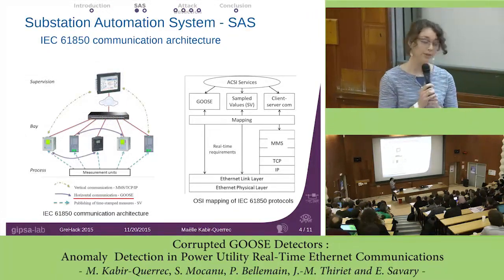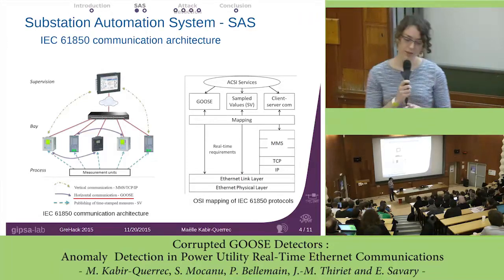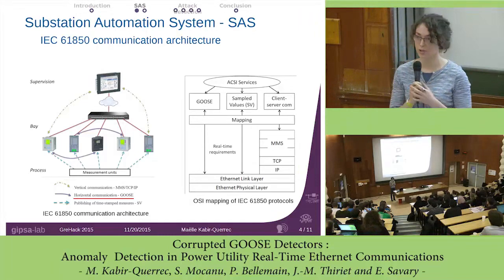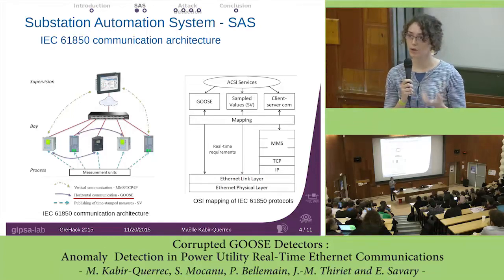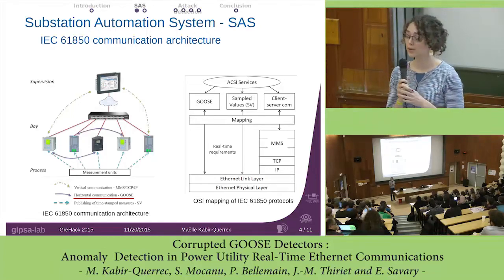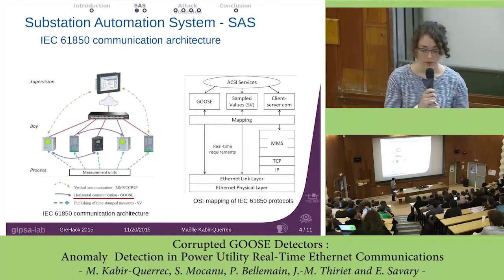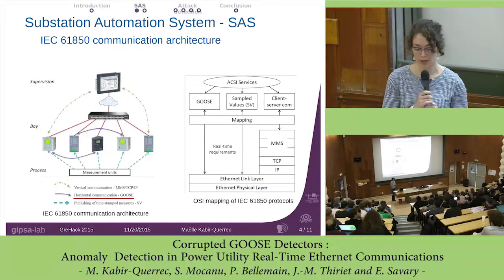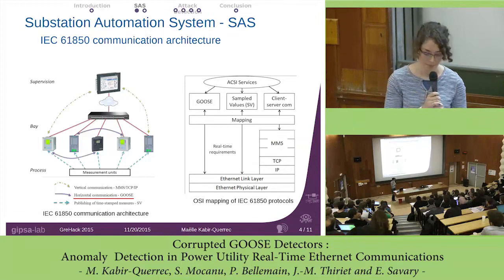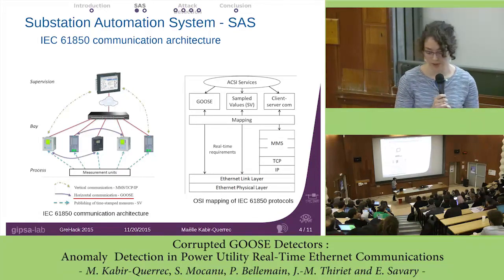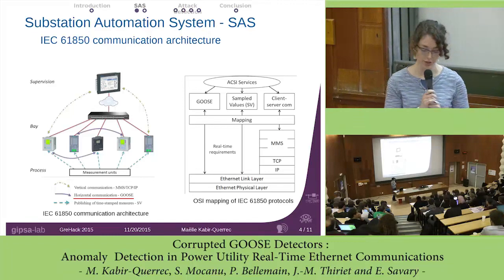So I will present the system. The system is the substation automation system. So it's basically all the systems and networks involved in automation operations of the power grid. The communication architecture used in such a substation automation system follows IEC 61850 requirements. And so here is a typical IEC 61850 communication architecture.